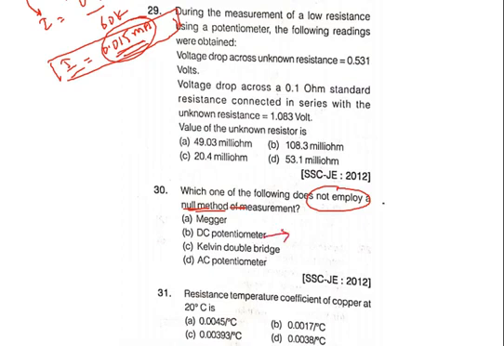For Kelvin bridge also we use the null method. For AC potentiometer also we use the null method. Only for Megger we don't use the null method. Regarding Megger, very important, I have discussed it in the previous class also.